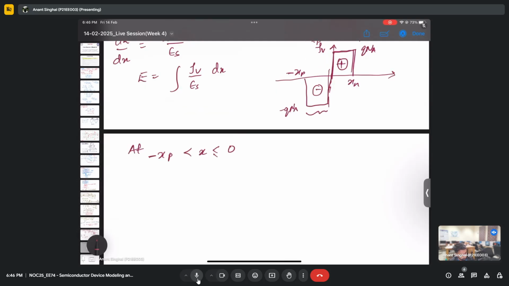What is the value of rho v here? Anyone? Yes, minus q Na, and I hope you are able to understand this, right? Any doubts, anyone? Okay. Understood. If I try to integrate it, q is constant, Na is constant, epsilon s is constant. So what I can write is minus q Na by epsilon s into x plus some constant c, right? Any doubts?